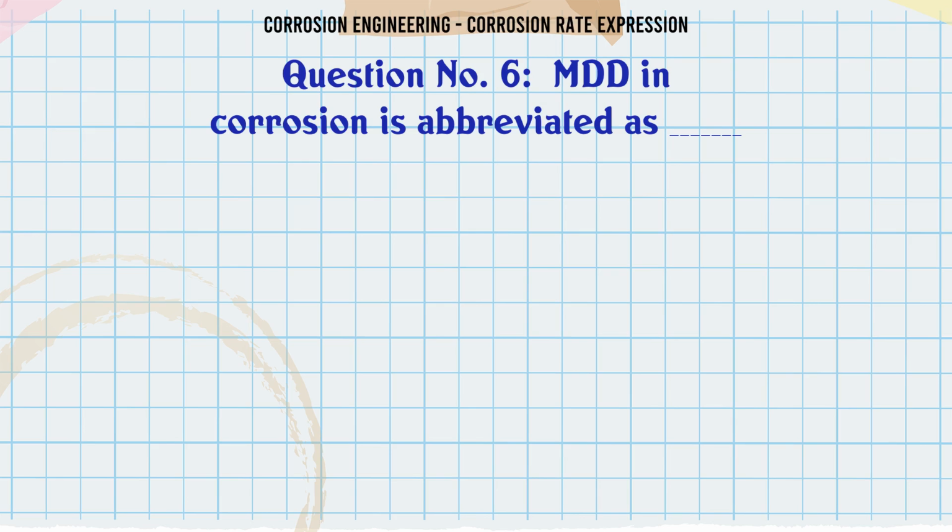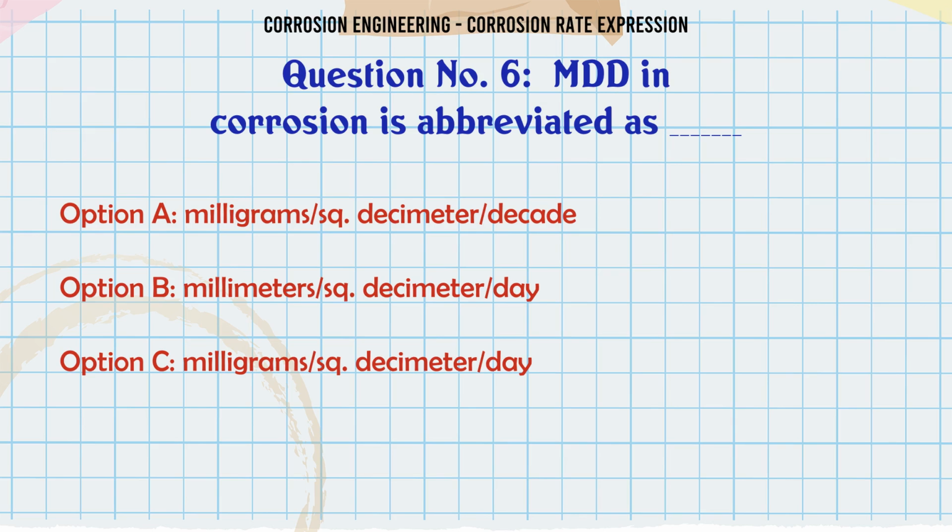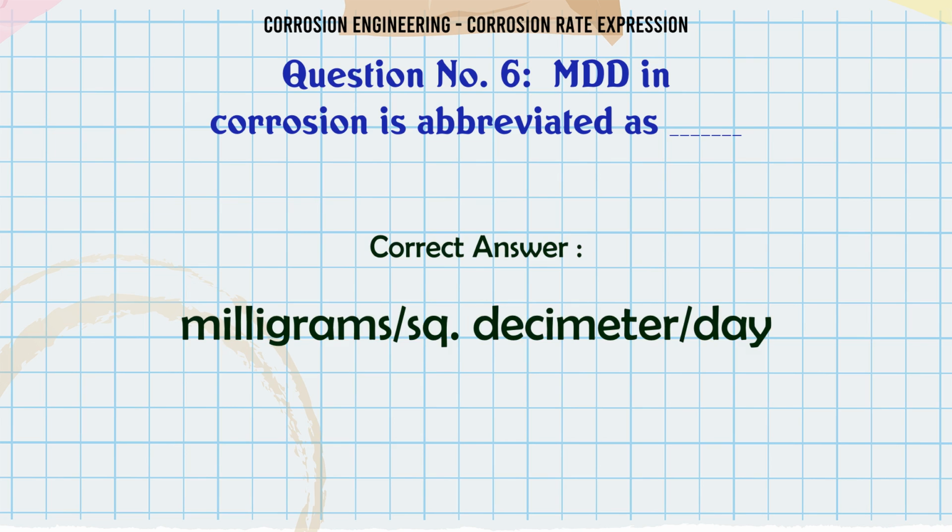MDD in corrosion is abbreviated as A. milligrams per square decimeter decade, B. millimeters per square decimeter day, C. milligrams per square decimeter day, D. microns per decimeter decade. The correct answer is milligrams per square decimeter day.